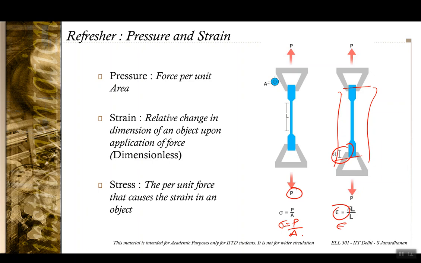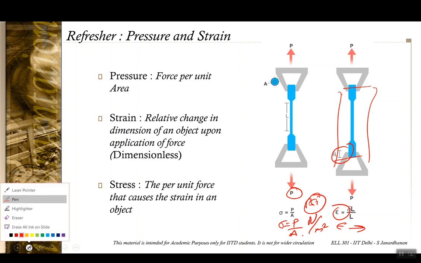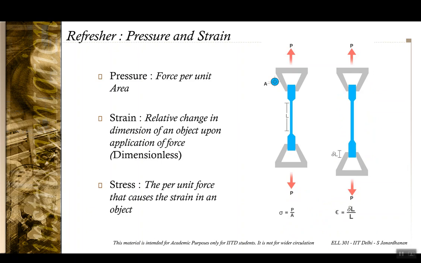While pressure is a quantity with dimension, for example Newton per meter square, or pounds per square inch, the strain is a dimensionless quantity. And stress applied on an object is the force per unit dimension of the object. Those are the definitions.